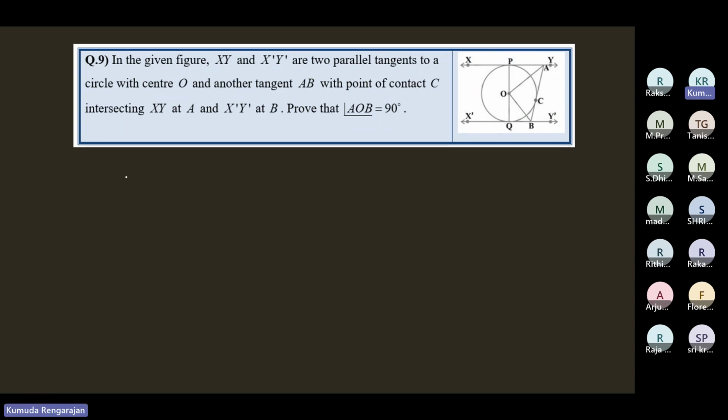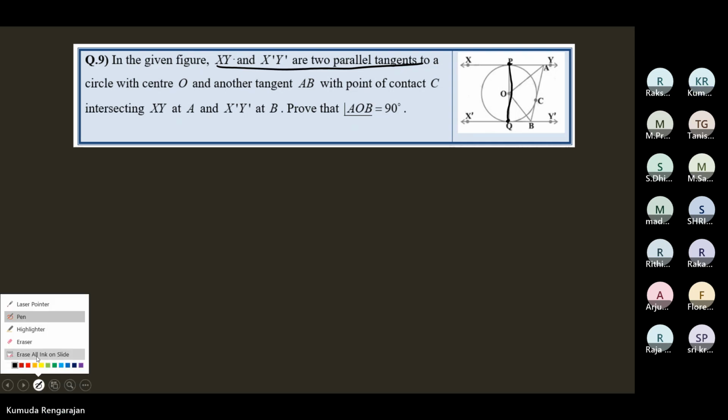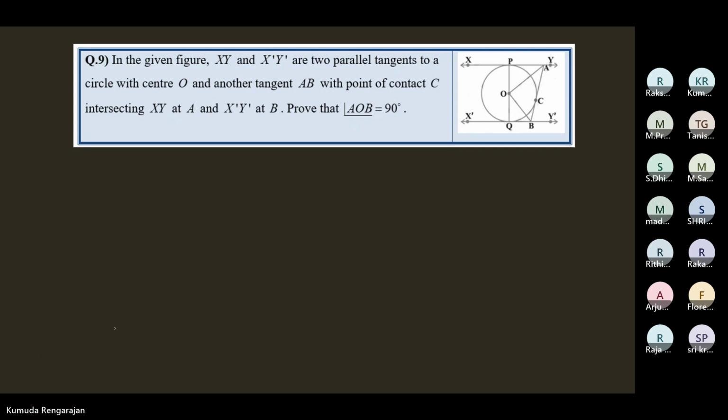So in this question, you can see that in the given figure, XY and X dash Y dash are parallel tangents. That means PQ is a diameter. Why? Because P is a point of contact, Q is a point of contact. Then PQ is the diameter and you can see it's passing through O. Am I clear, children? If tangents are parallel, then if you join the points of contact, it will be the diameter. Is that fine? All right. So that means it's 90 here and 90 here.